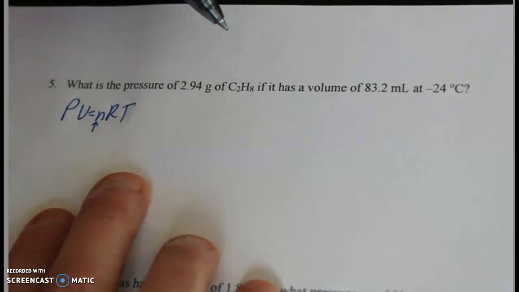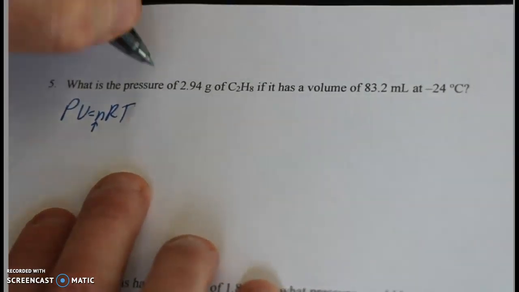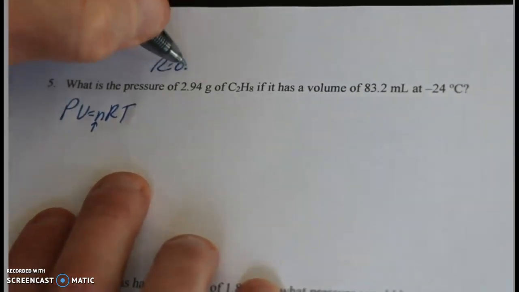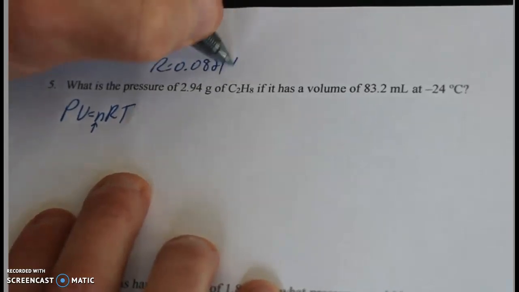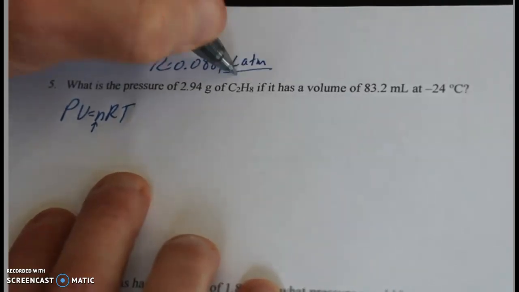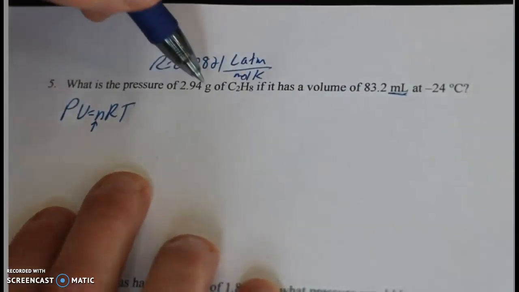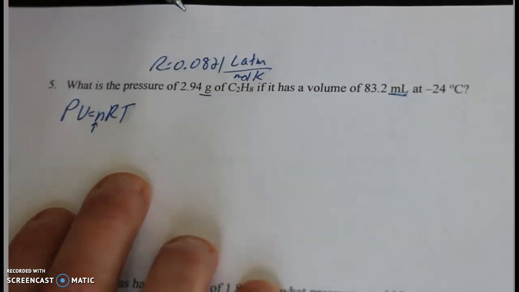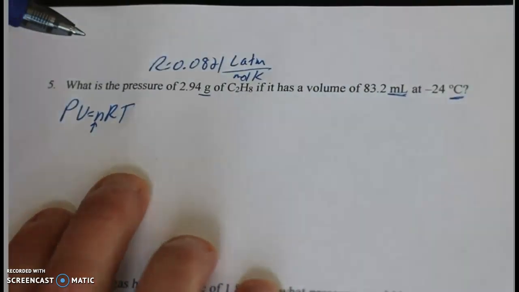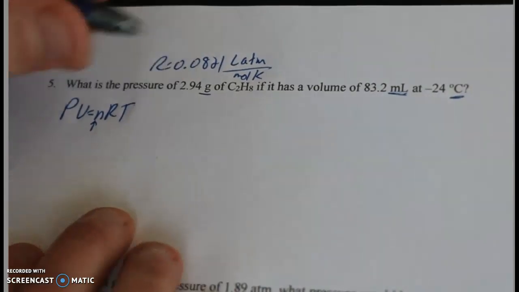But I have to pay attention to some units here because I'm working with R, and R is 0.0821 liters atmospheres per mole K. So I need to make sure I have these units. So I have to convert this to liters, I have to convert that to moles, and I have to convert that to Kelvin. So first thing I'm going to do is figure out moles here.